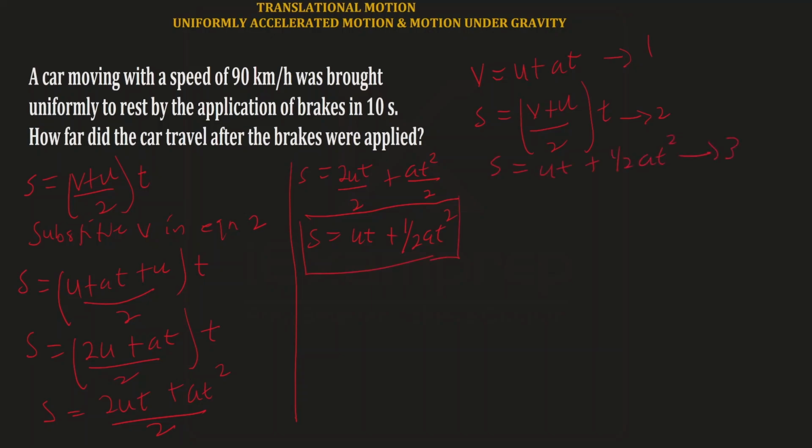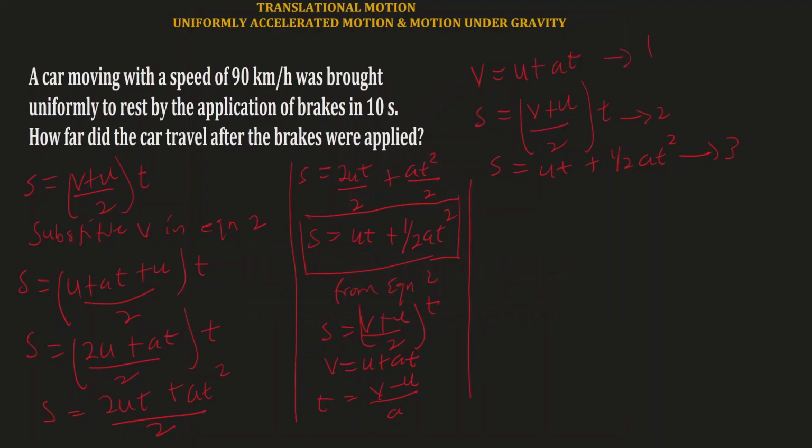Now let's see the derivation of the fourth one. As I said before, we are going to get the other two equations from the combination or recombination of the first equation. So starting with equation 2 again, we have s equal to v plus u over 2 multiplied by t. In equation 1, I'll make t subject of formula. So from v equals u plus at, we make t subject of formula: we subtract u from v and divide by a, we are going to have v minus u over a.